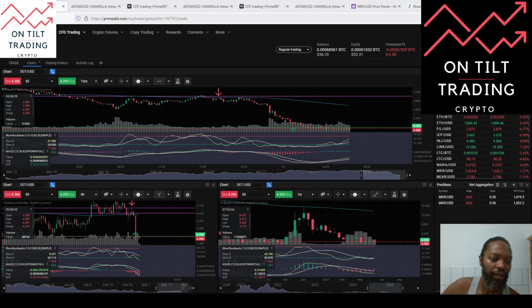We can see an elevated volume profile coming in with these. But yeah, this is what I'm seeing here on the 4-hour. This is Camarilla Pivot S3. This is Camarilla Pivot S4. And here on the 15-minute, my entry is a little early.